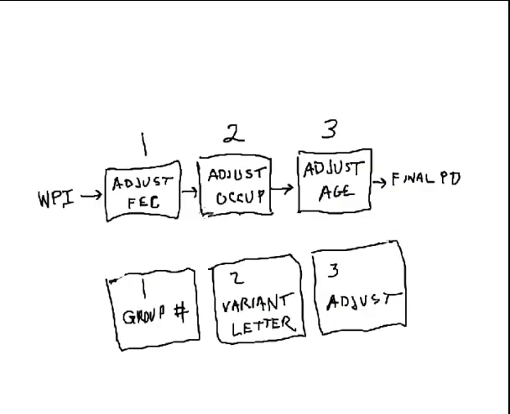Adjusting for occupation takes 3 steps. So the second box really consists of 3 boxes. That is, first, the group number is to be located, and then second, the variant letter is to be located, and finally, the FEC adjustment gets adjusted for the occupation.